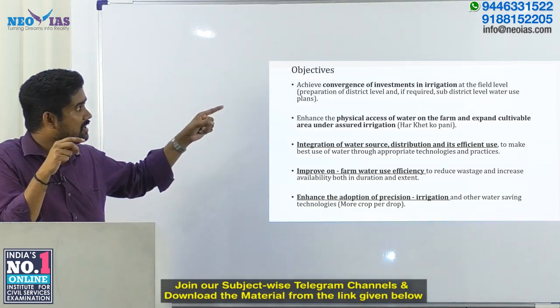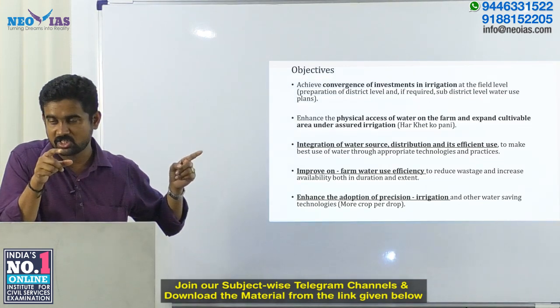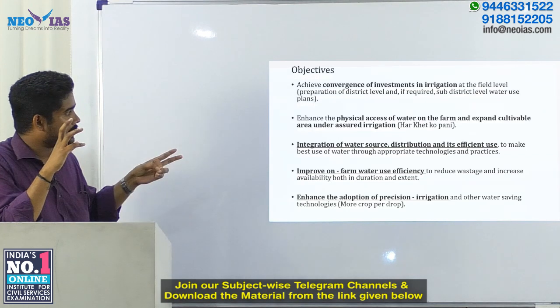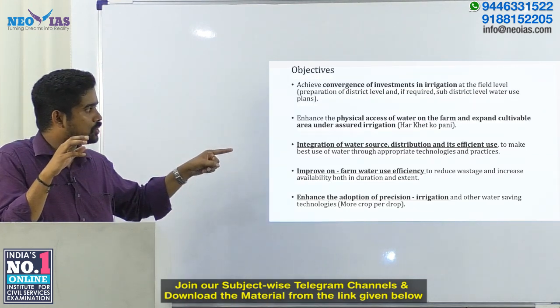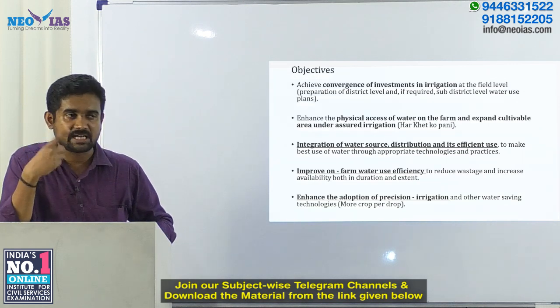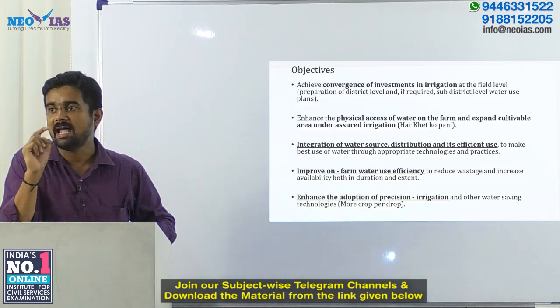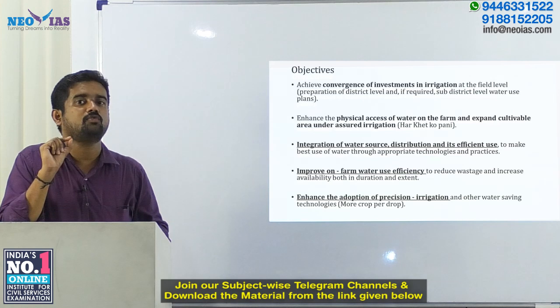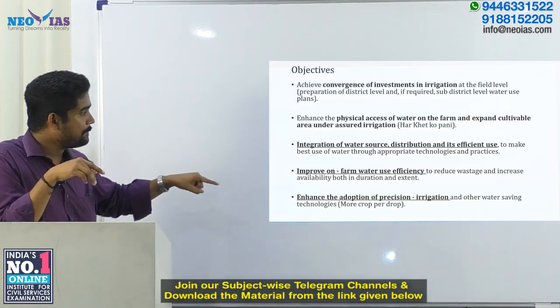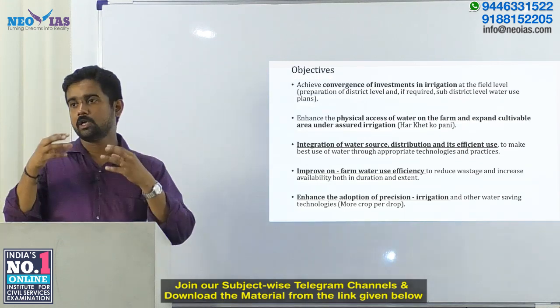First one was regarding the convergence of investments in irrigation. Now, expanding the cultivable area under irrigation is something which has been taken care of. Integration of the water source, distribution and efficient usage of the water has been planned. Fourth one is improve on-farm water use efficiency.